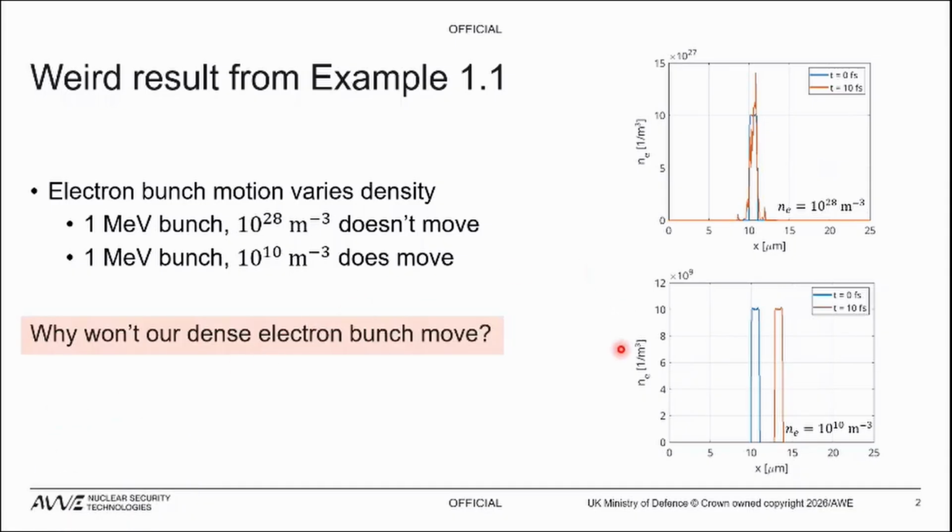Wonderful. Right. You'll see that it's gone from its initial spot to a different spot, and that's a bit more what we would expect a particle bunch with a drift velocity to do. So the question is, why does our less dense bunch move while our shorter, denser bunch does not, or vice versa?